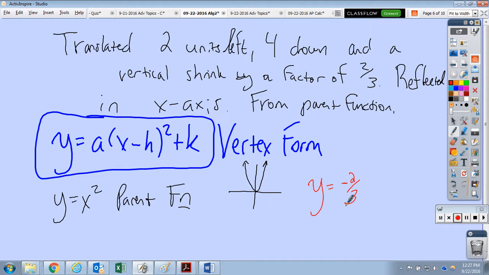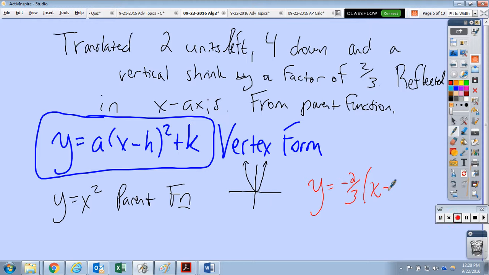As far as the shrinking or the stretching, that's just the absolute value of it. And whether it's positive or negative has to do with whether it's reflected in the x-axis or not. And then we have the next part, minus. What would H be? What does H deal with? The horizontal translations, so whether it's shifting left or right.